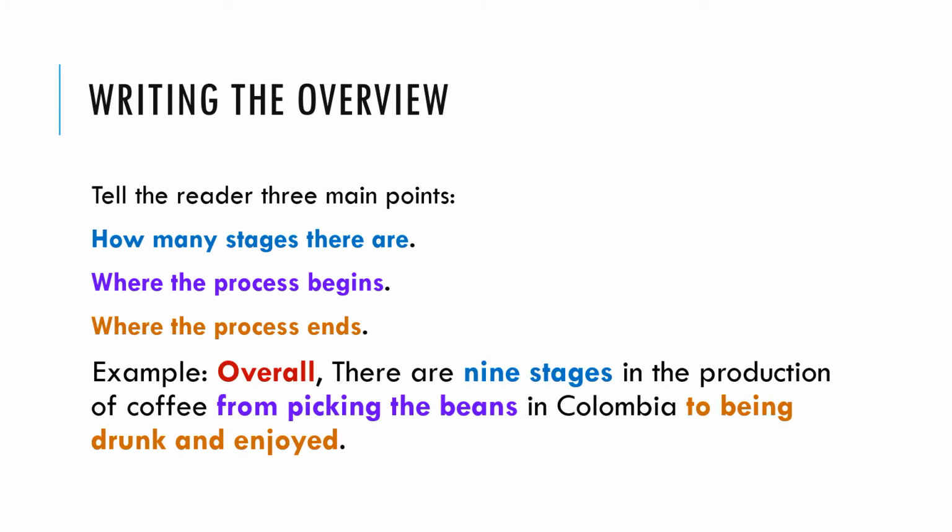So for example, we start off with the word overall because we're giving an overarching statement. Overall, there are 9 stages in the production of coffee, from picking beans in Colombia to being drunk and enjoyed. So we can see that there are 9 stages. We can say that the first process is picking the beans and the last stage is drinking and enjoying.